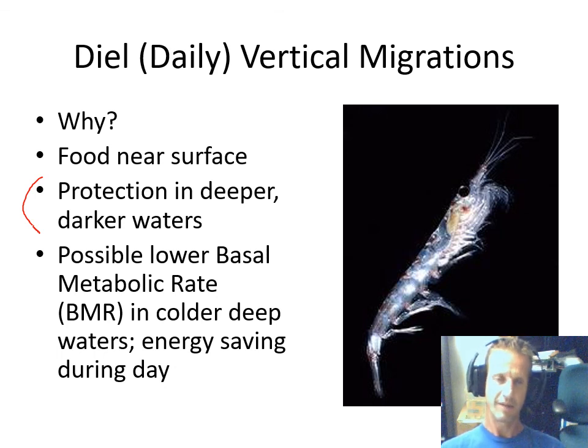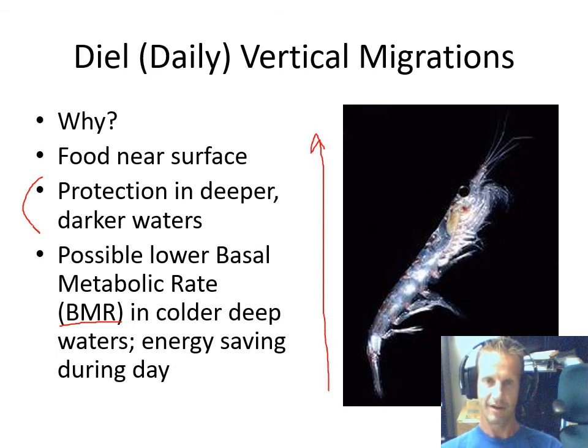And then there's a third hypothesis for why it might benefit these organisms to migrate, and it's that the waters are colder deep down, and by spending their resting period during the daytime in the colder deep waters, they have a lower basal metabolic rate, and therefore they don't burn as many calories. So even though it costs them a lot of calories to swim up and down every 24 hours, that's balanced out by the energy savings that they get hanging out in the colder waters during the daytime.